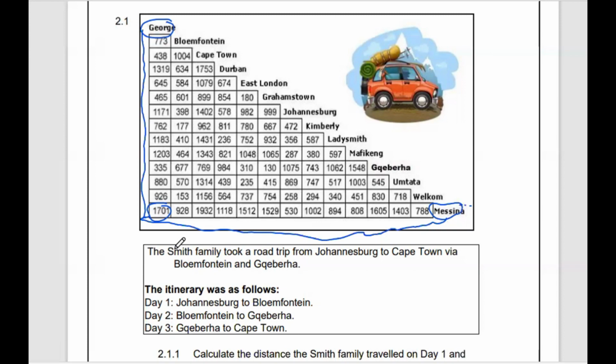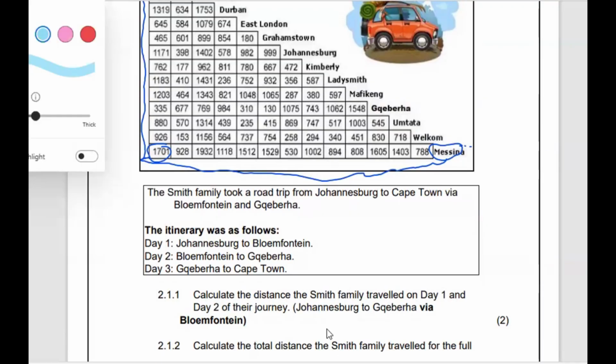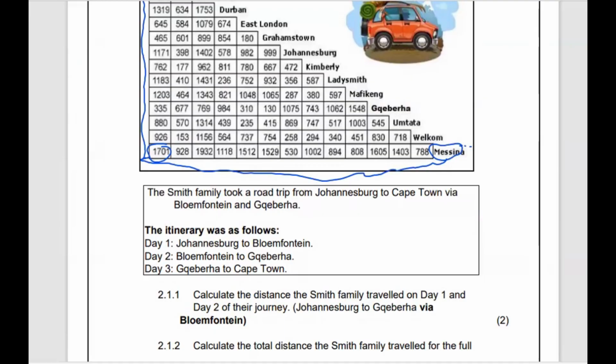So now going to the question itself: calculate the distance the Smith family traveled on day 1 and day 2 of their journey. That is from Johannesburg to Gqeberha via Bloemfontein. So we need to highlight what our question requires. Calculate the distance that the Smith family traveled on day 1 and day 2. So we are only focusing on day 1 and day 2.